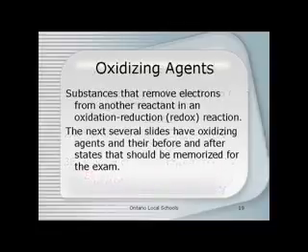The next 4 slides are for your benefit as you prepare for the AP Chemistry test. Substances that remove electrons from another reactant in an oxidation-reduction reaction: this is what an oxidizing agent is. The next several slides have oxidizing agents and their before and after states that should be memorized for the exam. As you move on, it would be best when you get to the next slide to pause the podcast and write these reactions down and then prepare flashcards. Do whatever helps you to memorize a lot of information. This would be very helpful for you.